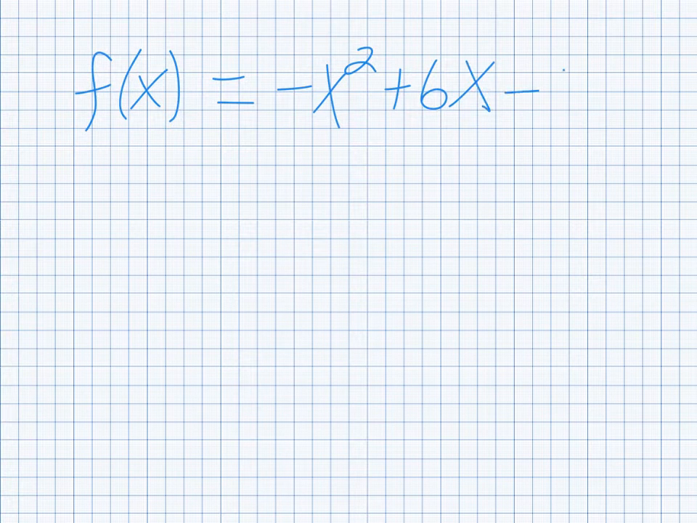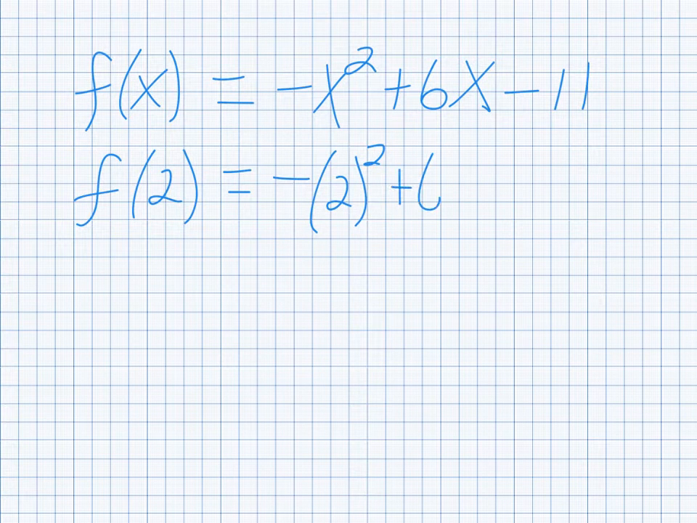All right, so let's deal with functions. Let's say we have a function f of x equals negative x squared plus 6x minus 11. And what we want to know is what's f of 2. So all we're going to do here is substitute 2 for x. So that's the opposite of 2 squared plus 6 times 2 minus 11.